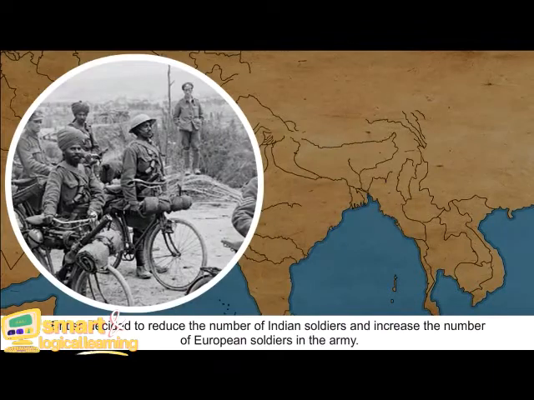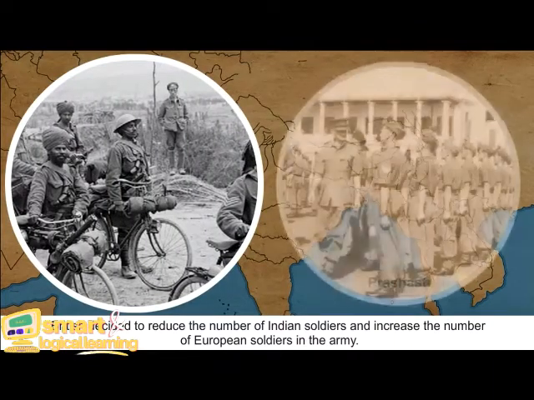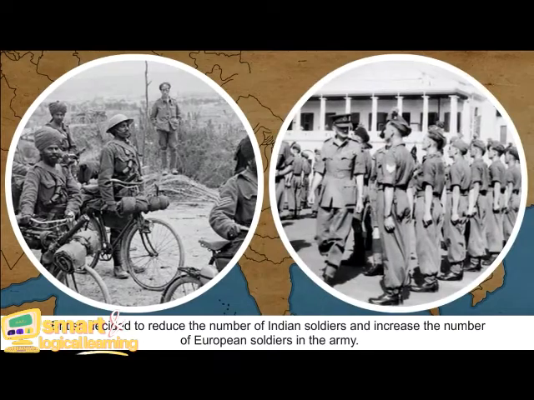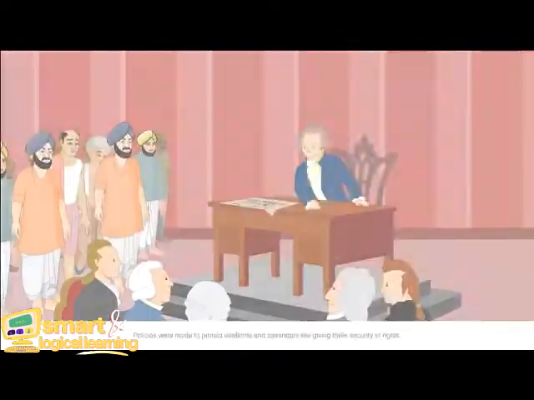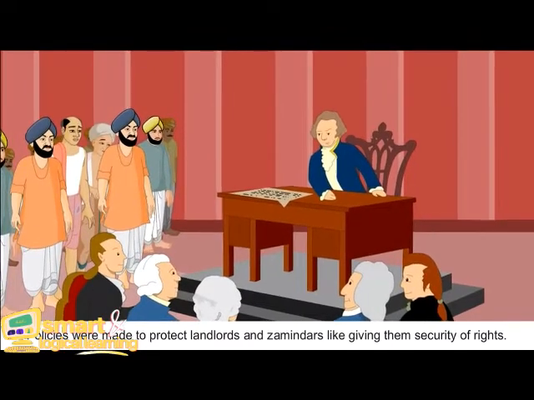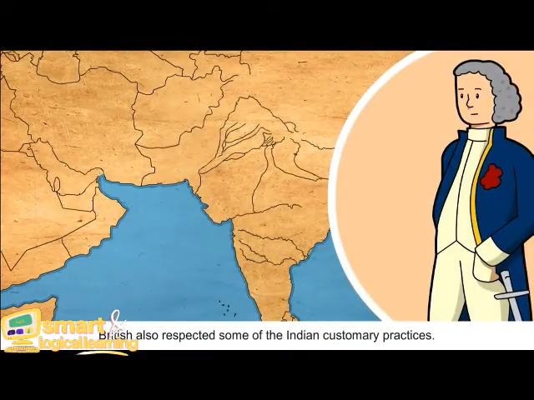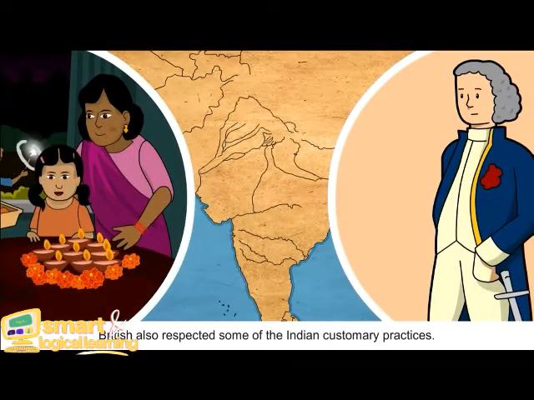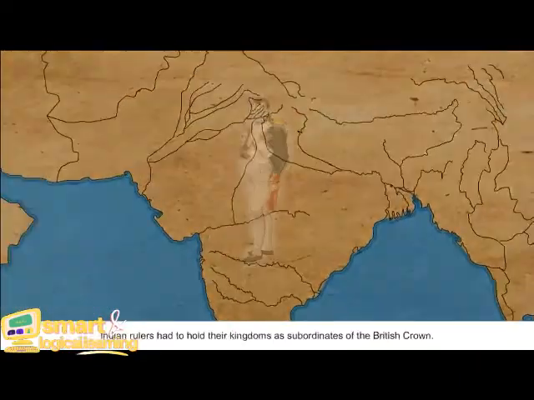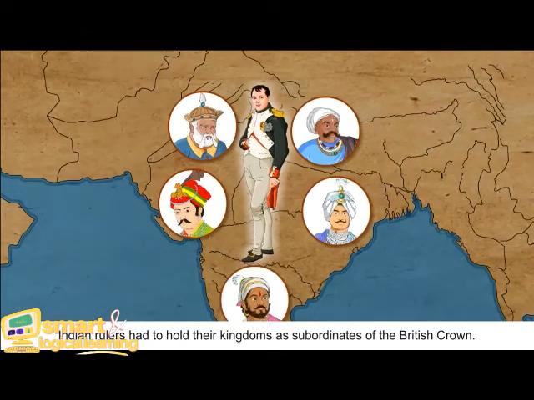The British decided to reduce the number of Indian soldiers and increase the number of European soldiers in the army. Policies were made to protect landlords and zamindars, like giving them security of rights. The British also respected some of the Indian customary practices. Indian rulers had to hold their kingdoms as subordinates of the British Crown.